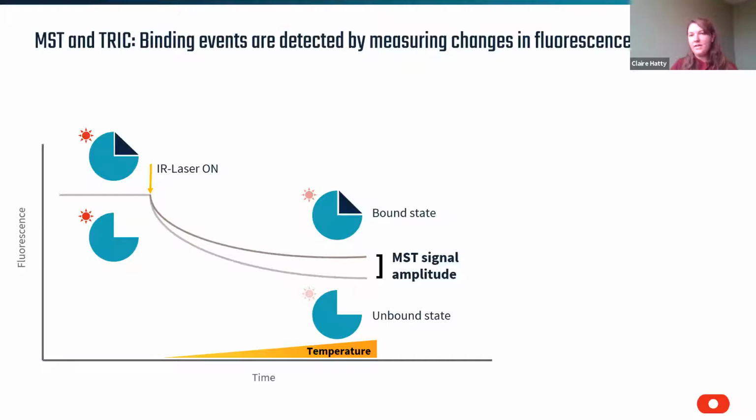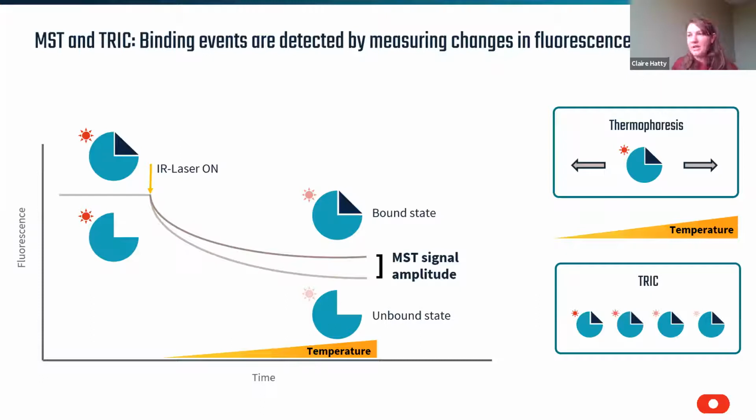The binding events with MST and TRIC are detected by measuring changes in fluorescence intensity. As I said, we label our target with a fluorescent probe, and we then monitor its change in fluorescence in response to an increase in temperature. This is generally over a time scale of, say, 20 seconds.